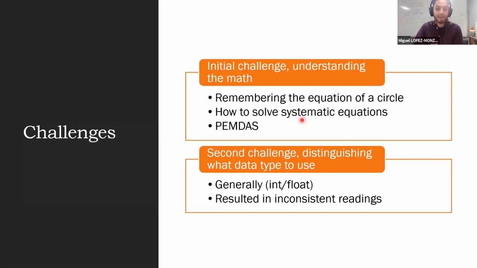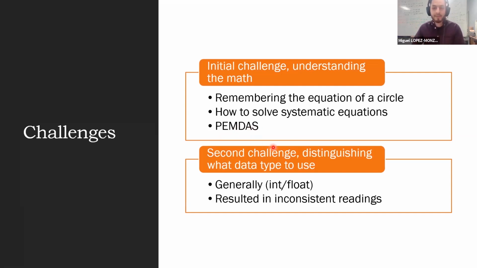Also, PEMDAS, I'm not sure if any of you know what PEMDAS is, but it's basically the order of operations. So when you're doing math, you want to do math correctly. You don't want to just add, subtract, multiply, divide random things, because if you don't do it right, you're not going to get the right values. PEMDAS is basically P for parentheses, E for exponents, M for multiplication, D for division, A for addition, S for subtraction. So you want to do this in every math equation or math solving that you're doing to be able to get the right answer.